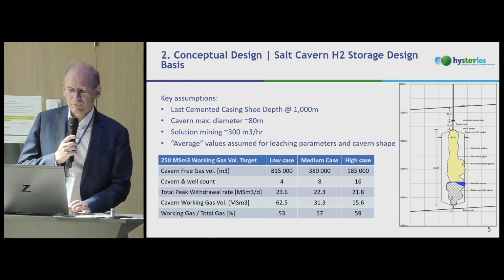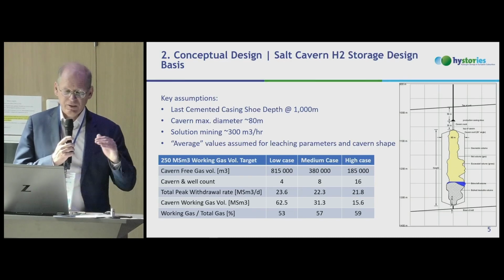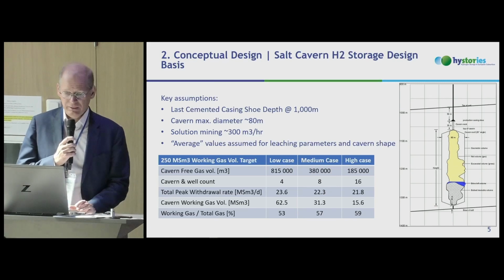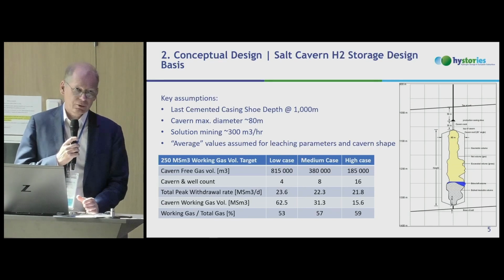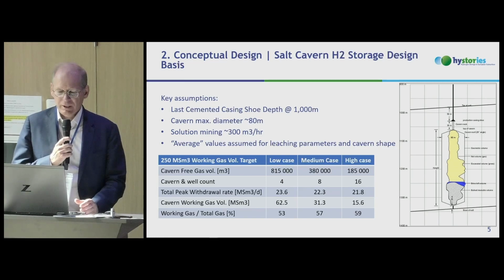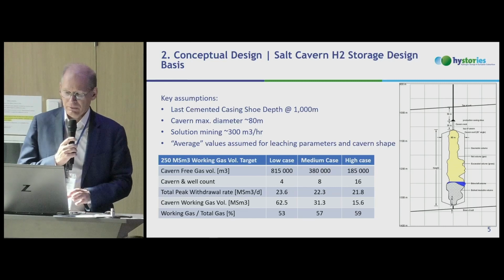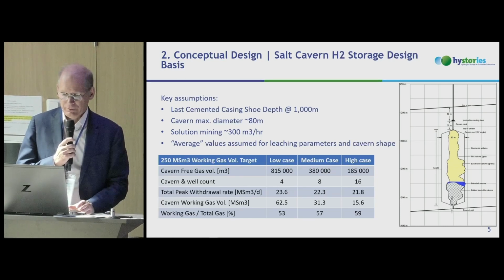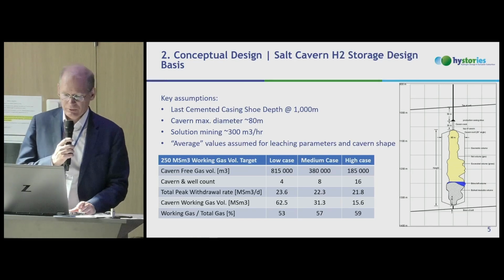The first design was for salt caverns. The key assumption is that the last cemented casing shoe is at 1,000 meter depth. The cavern diameter is about 80 meters. We made assumptions on the solution mining flow rate. And then we took average values for everything regarding the leaching parameters and the cavern design. And this is on the sketch on the right-hand side. I will not go into those details, but this is available in the report that you can find on the website.